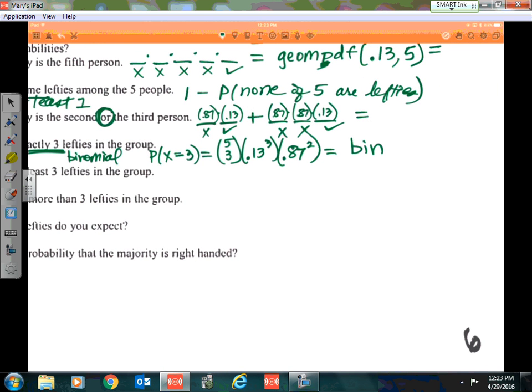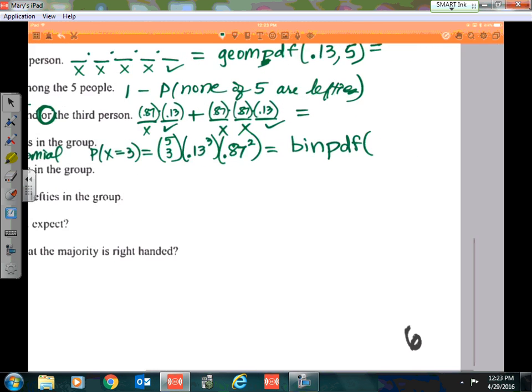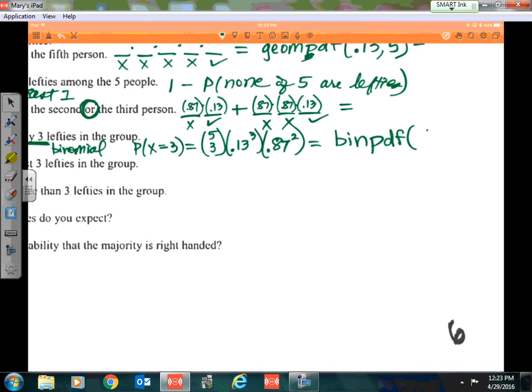And here's how that will go in the calculator. Binomial, what? PDF, because in particular, I want exactly 3. Binomial PDF, and the numbers that go in there are n, p, k. So it is your number in your sample, comma, p is the probability of success, and then k is how many successes you want. I want exactly 3. So that's how you would do that computation in your calculator.